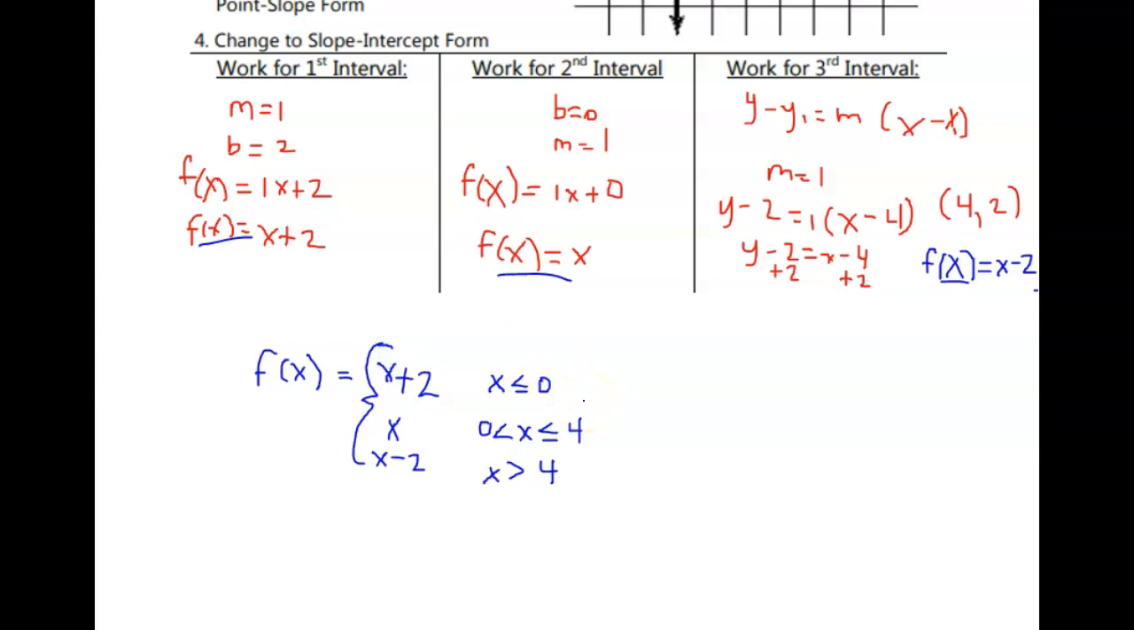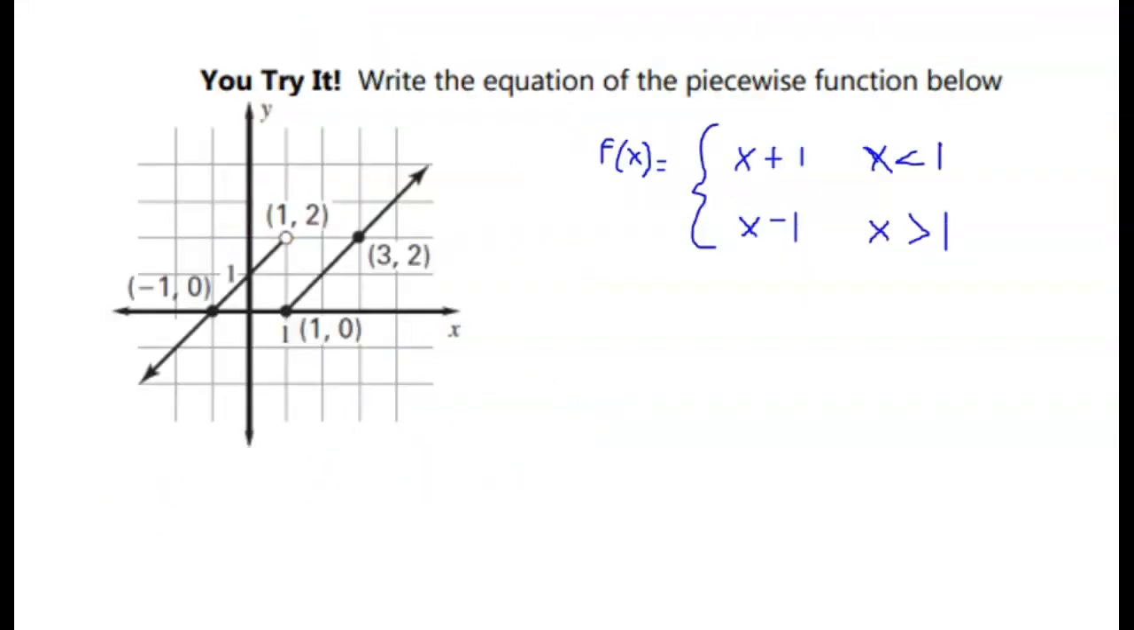Okay, I want you to move on and I want you to try writing the piecewise function by yourself. All right, look at that function, check your work. Let me know if you got it. If you did, give yourself a pat on the back. You're going in the right direction.